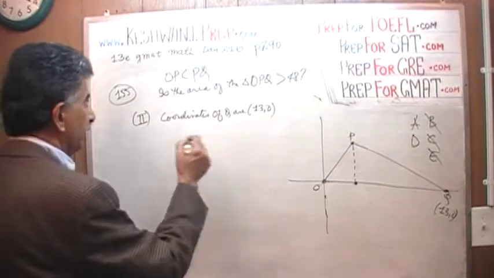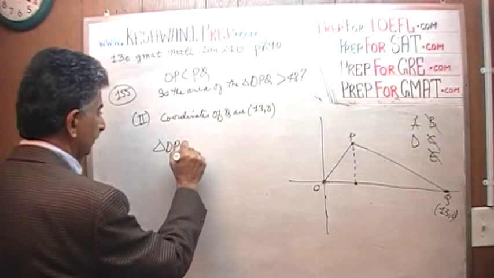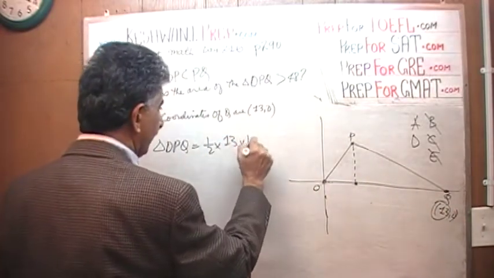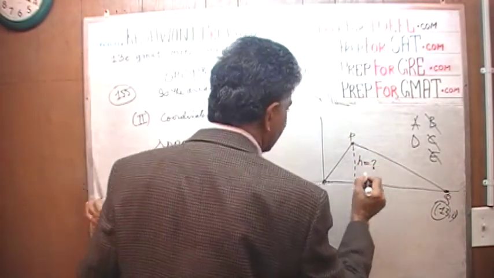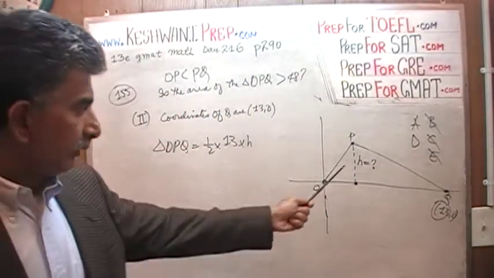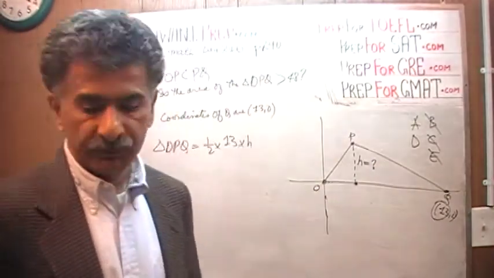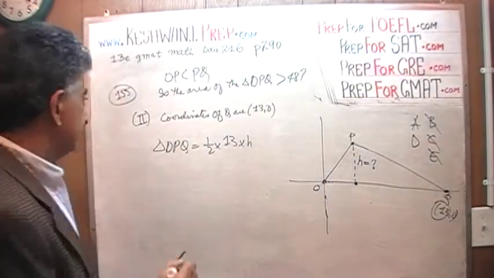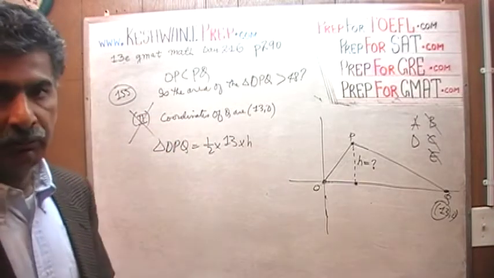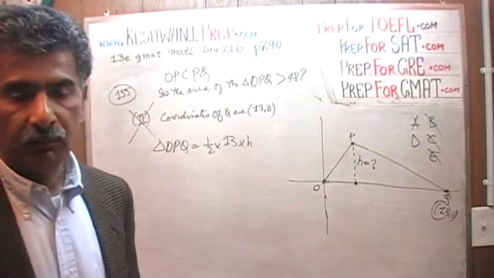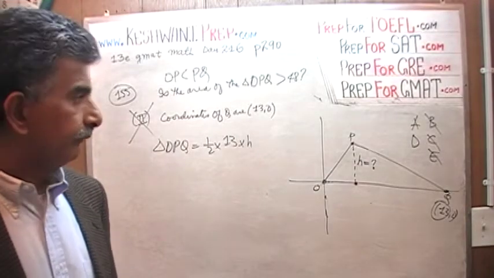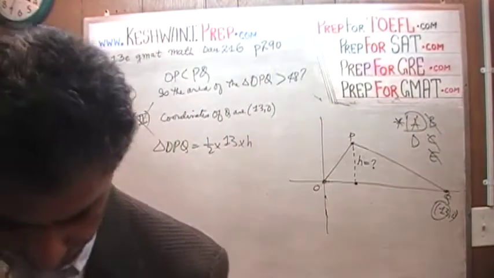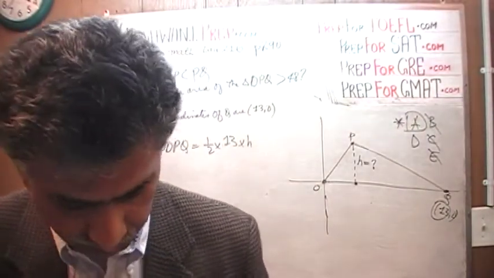So again, the area of the triangle OPQ is 1/2 base, which we now know is 13, times the height, which is this guy, which we do not know. There is no way to figure out the height just by knowing the x-coordinate of Q. The second statement is not going to enable us to answer the question, is the area of the triangle more than 48? To which our answer would be, how the hell do we know? The answer is A. Only the first statement by itself does the job.